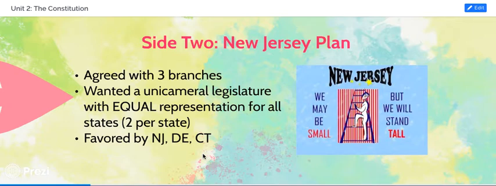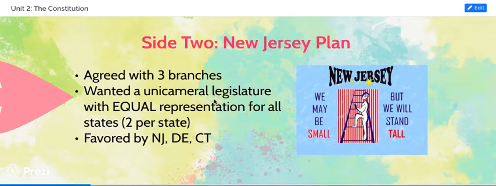This should be review. I hope you remember what it is because we've got a question coming up. If you said it's one house of lawmakers, you'd be right. Give yourself a high five. All right. They want one set of people to make laws for them, and they want equal representation for all states. So regardless of how many humans you have in your state for population, everybody gets 2 votes.